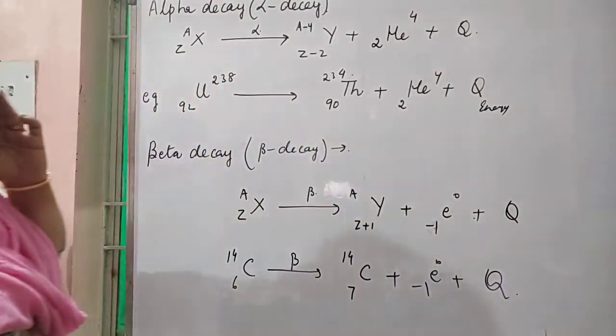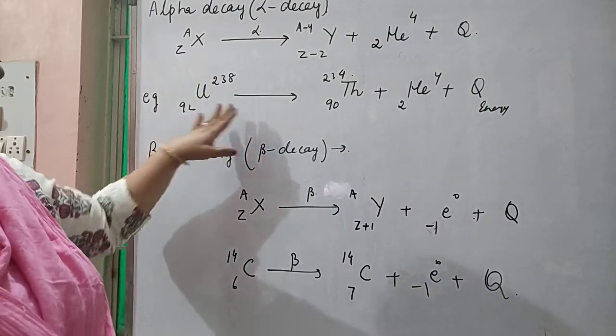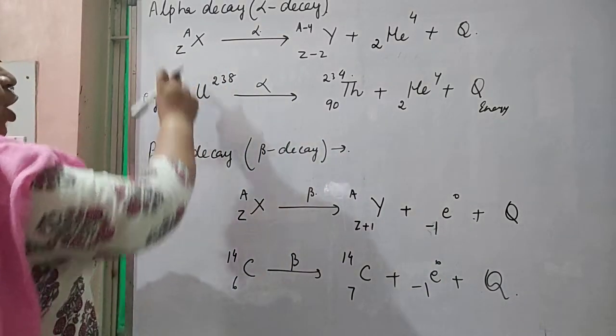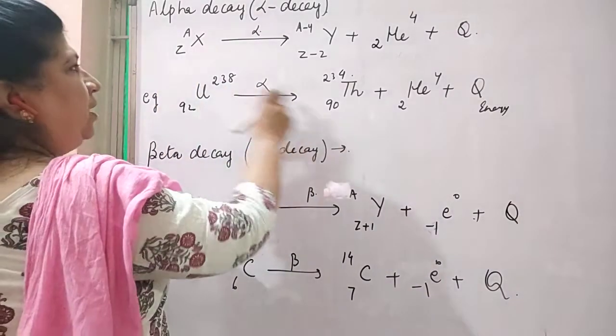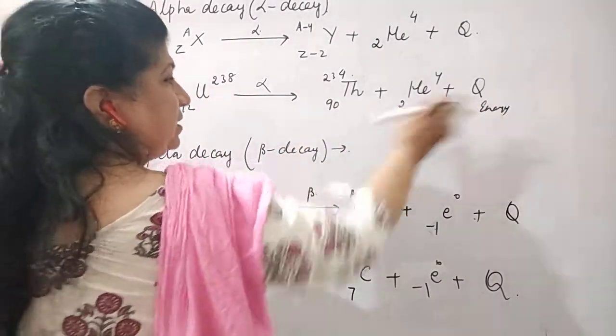So for example, if we are having uranium with 238 as mass number and 92 as atomic number, when an alpha particle is emitted, what happens? From the atomic number 2 goes, 90 is left; from the mass number 4 goes, 234 is left. We are having helium plus energy.